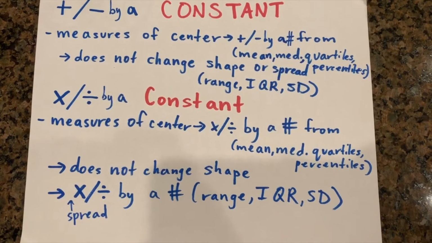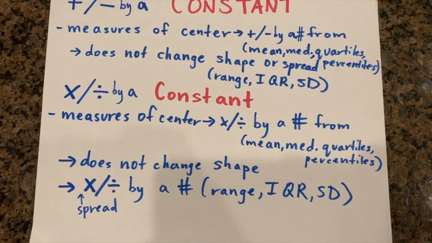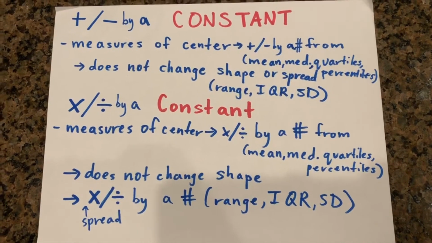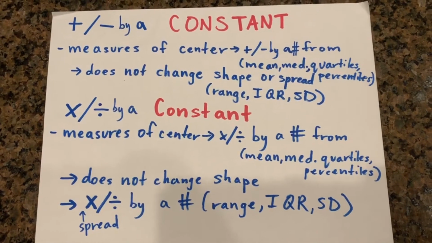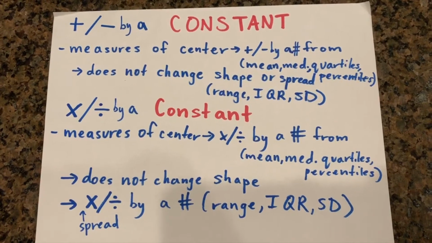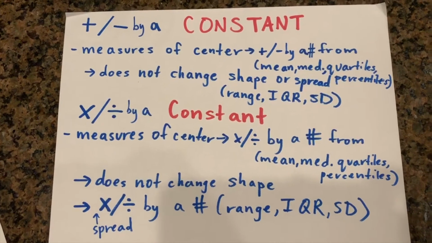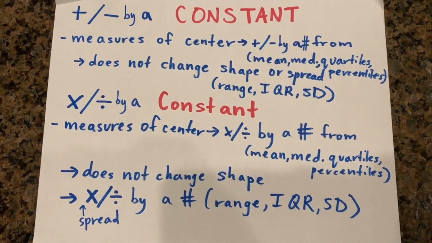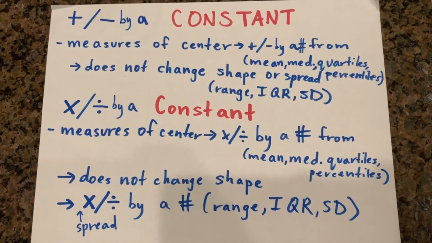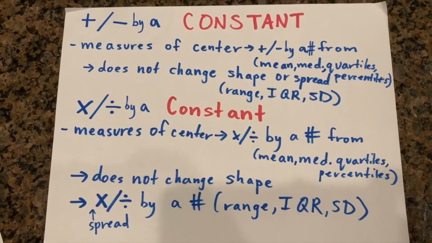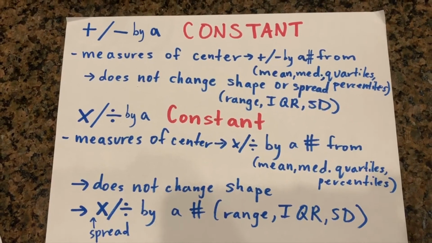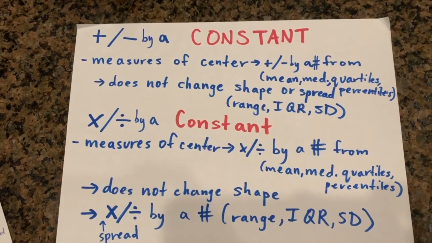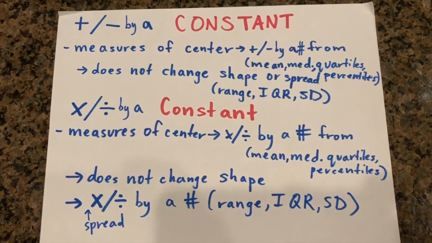When performing linear transformations by adding or subtracting a constant, measures of center, such as mean, median, quartiles, and percentiles, change by adding or subtracting the same constant, while measures of shape and spread do not change. When multiplying or dividing by a constant, for example, changing units of time or distance, measures of spread and center are multiplied or divided by the same constant, while the shape of the distribution does not change.